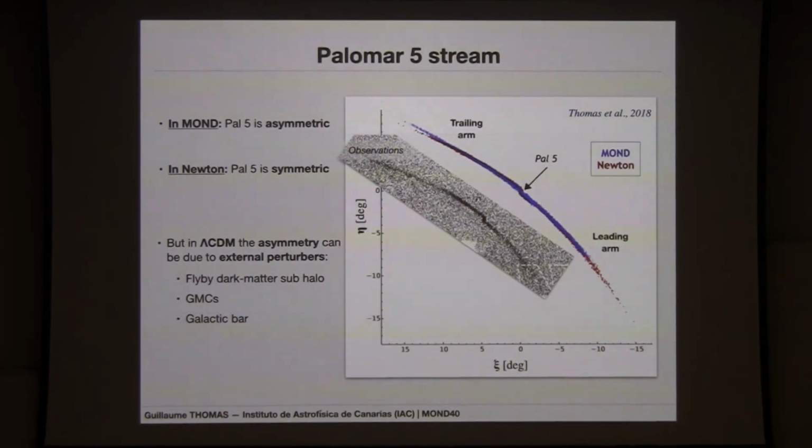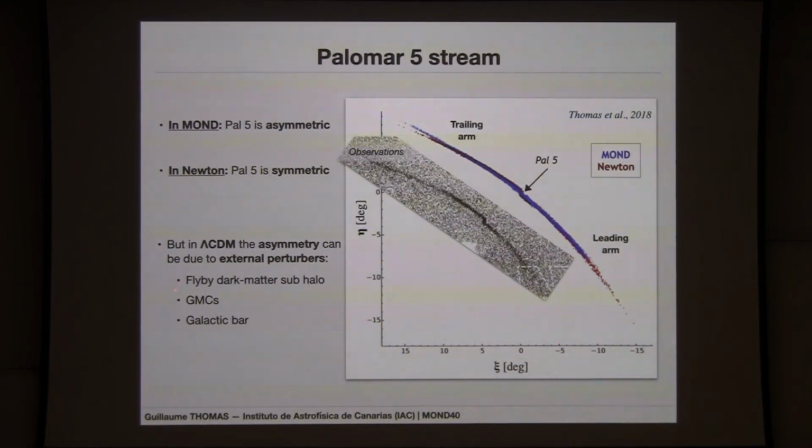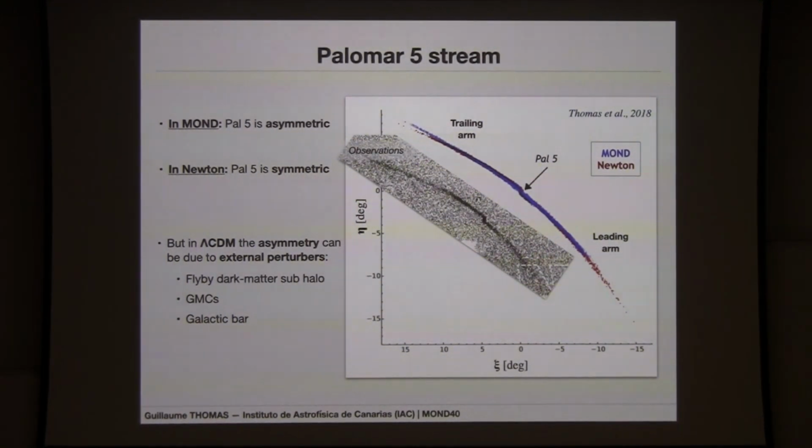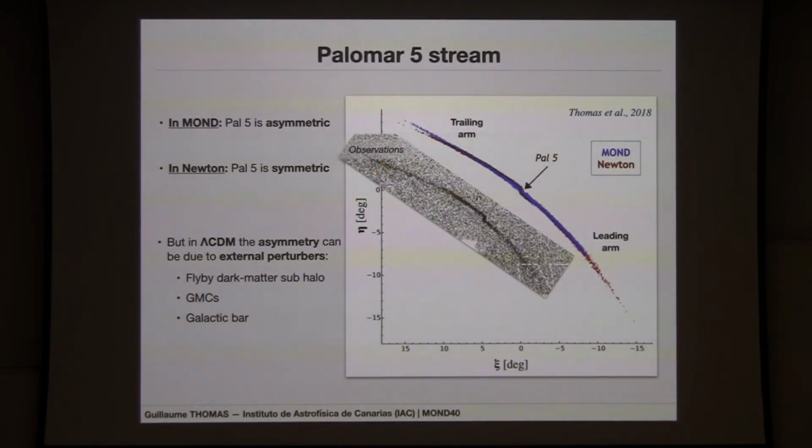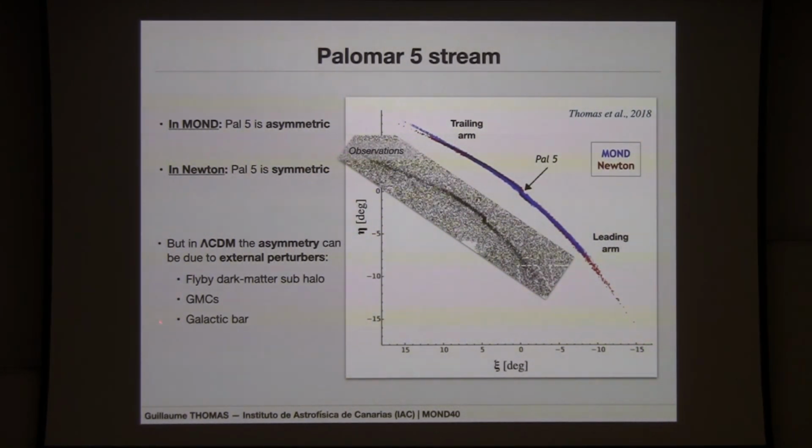However, in lambda CDM or in Newtonian dynamics, it's always possible to explain an asymmetry in the stellar streams due to external perturbers. Some of them might be due to a dark matter halo flyby. They're going to kick the stars out of the streams, so that you will get something asymmetric here. However, the probability is really low. I mean, basically you expect maybe one interaction maximum with a dark matter halo. You can get GMCs. Again, they're going to kick the stars out in the leading arm. However, for the moment, we still have not found any giant molecular cloud that can explain this asymmetry.